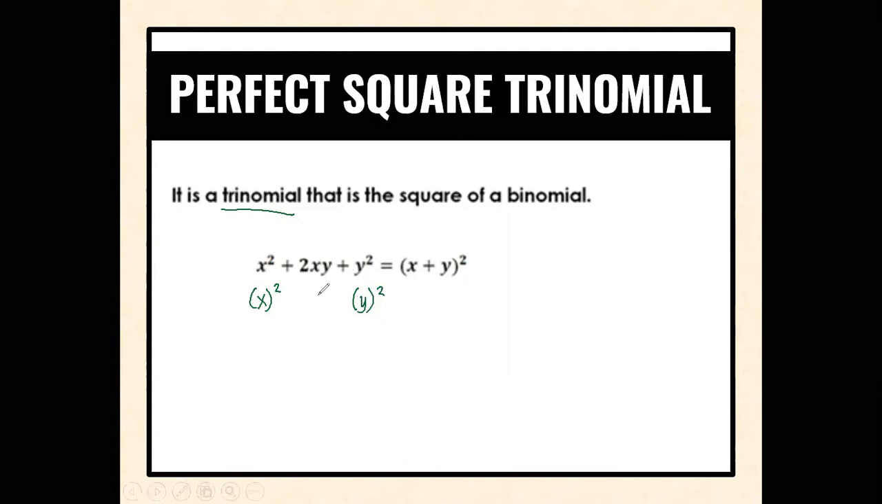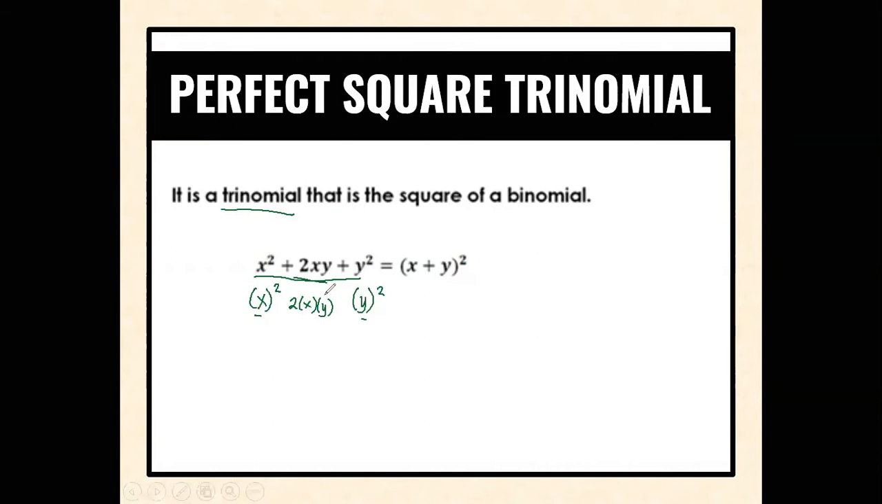So how about condition 2? Condition 2 is the middle term should be twice the product of your squared terms. So that would be 2 times x times y. So 2 times x times y is equal to 2xy. So therefore, this is a perfect square trinomial.